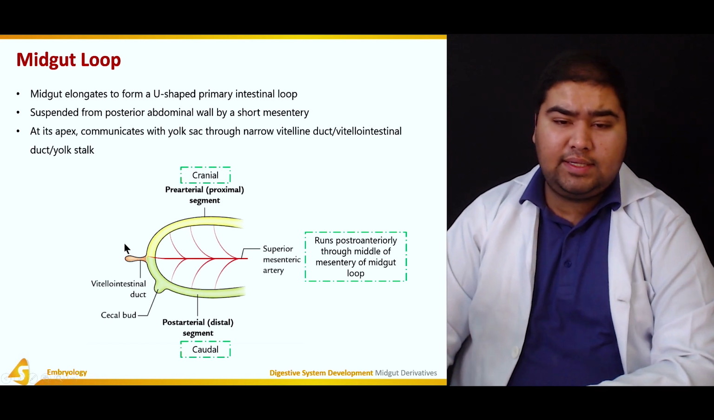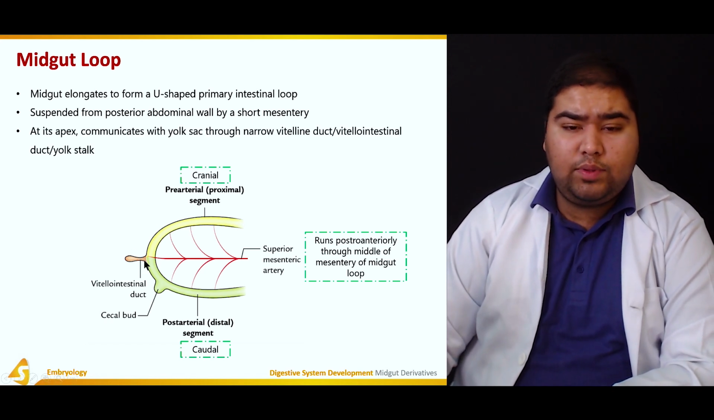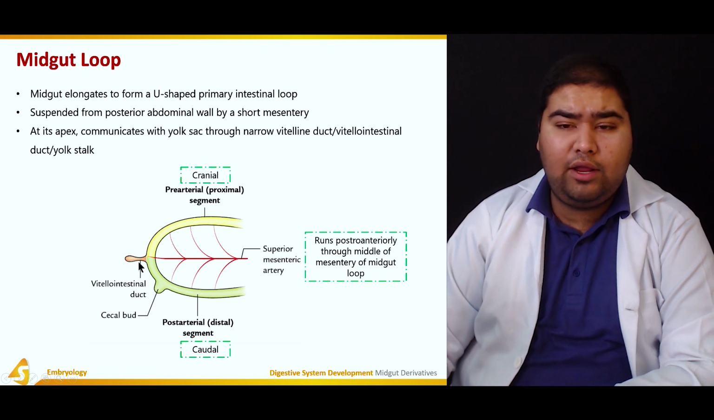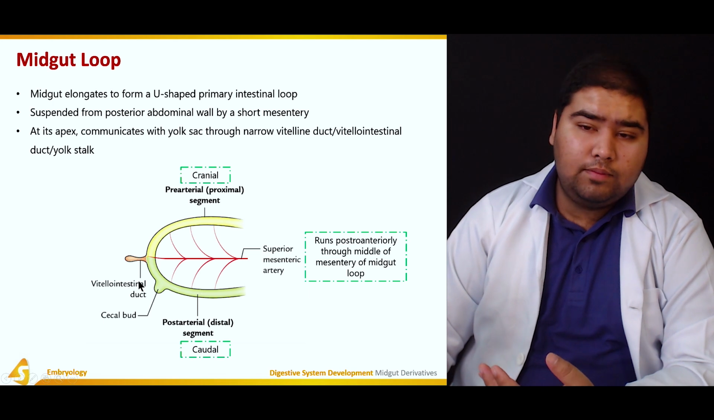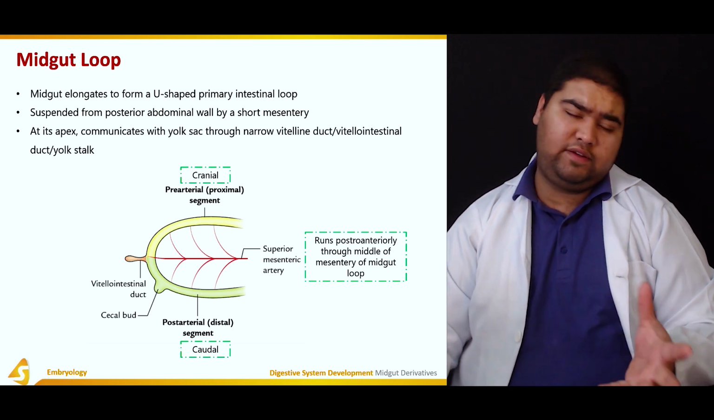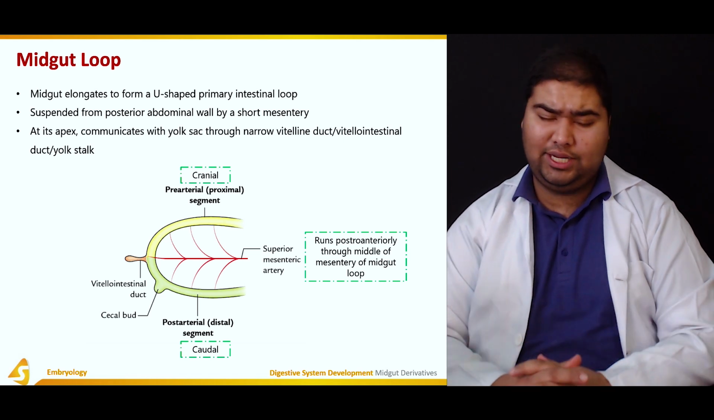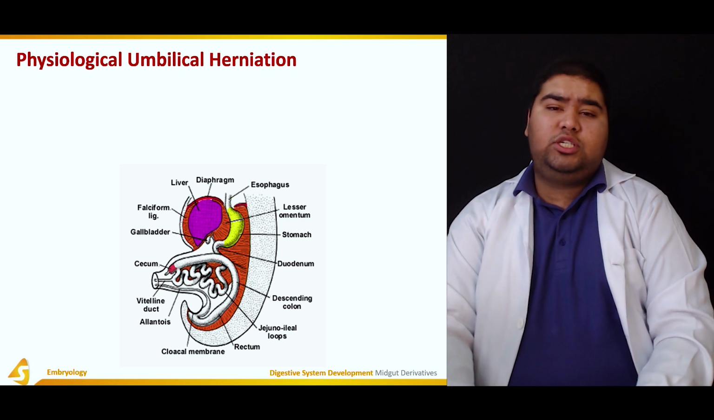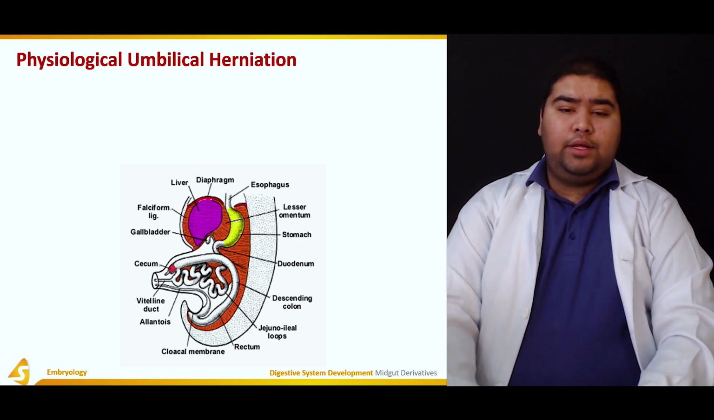The posterior abdominal wall is contributing to the mesentery of the midgut loop. At its apex, this is the apex, it communicates with the yolk sac through a narrow vitelline duct or vitello-intestinal duct or the yolk stalk. Whatever you may call it, it is actually a communication with the yolk sac. So, what is physiological umbilical hernia?